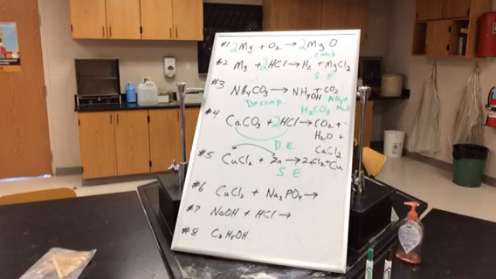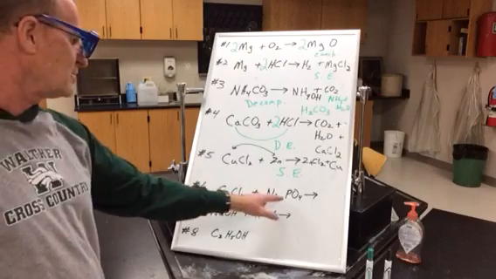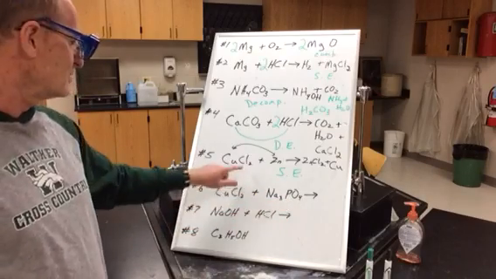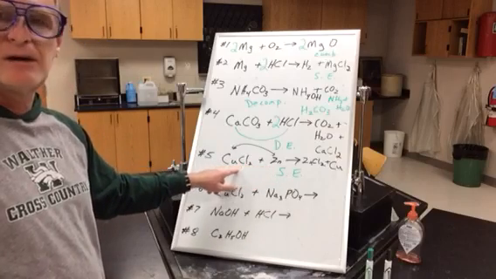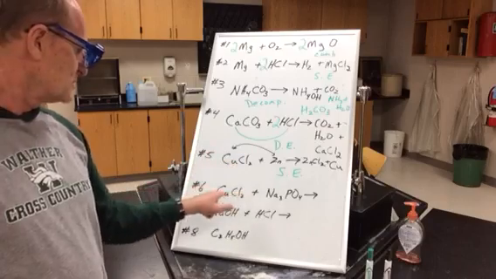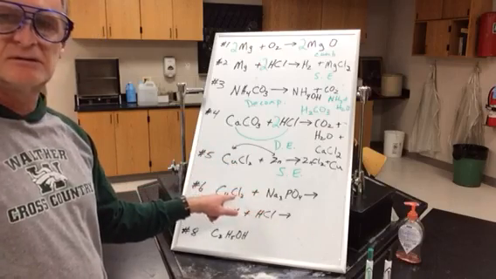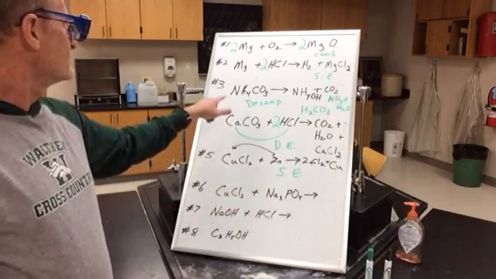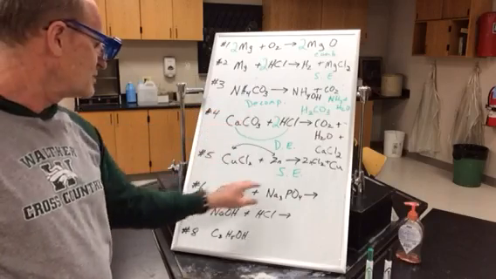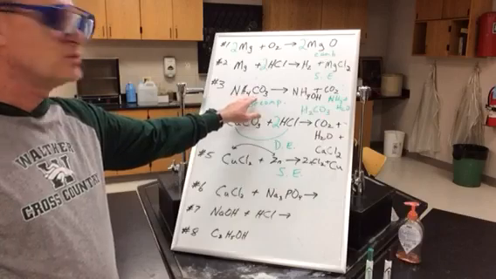In my 6th reaction, copper chloride and sodium phosphate, what kind of a reaction do you think that one is? Is it like this, where I have an element and a compound, where I have an element switching places? No, I don't have an individual element here. Is it like a decomposition? No, because I've got 2 compounds here. This only has 1 compound.